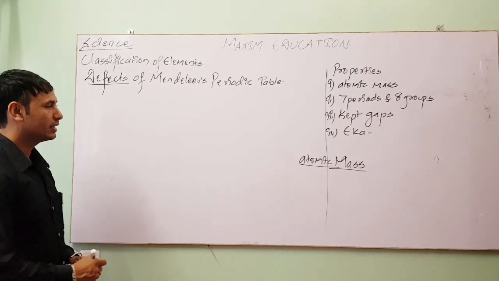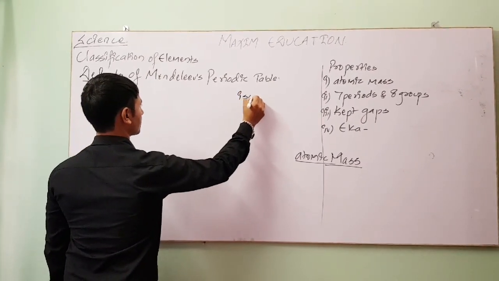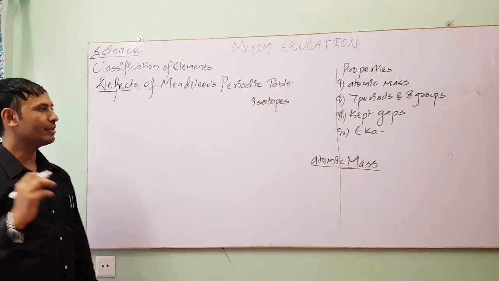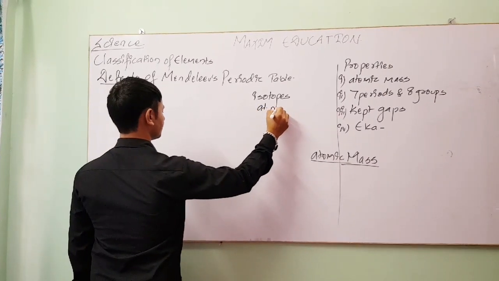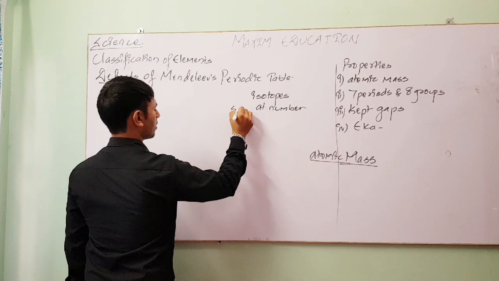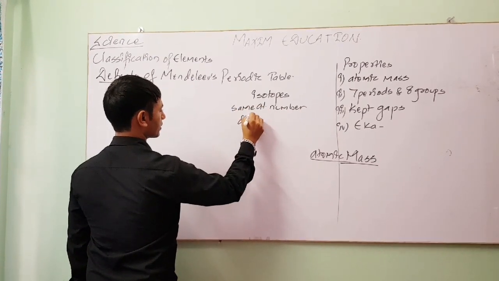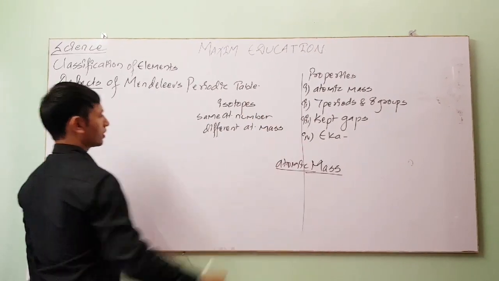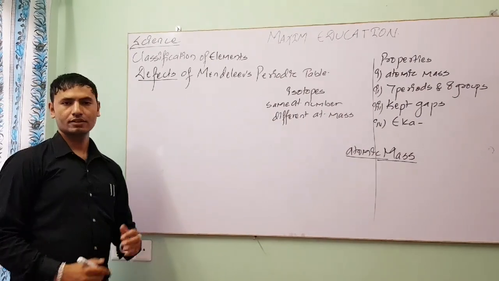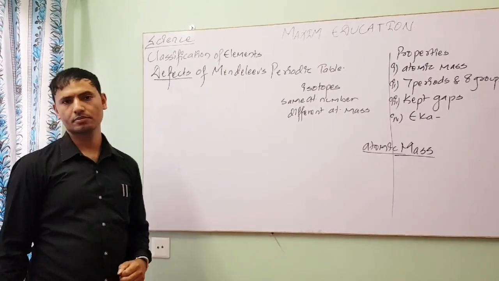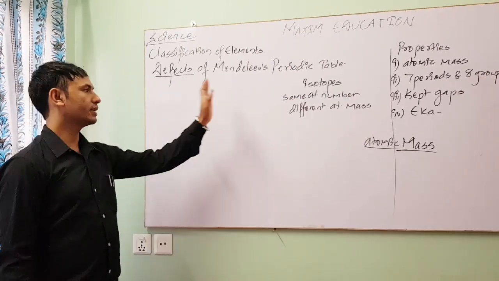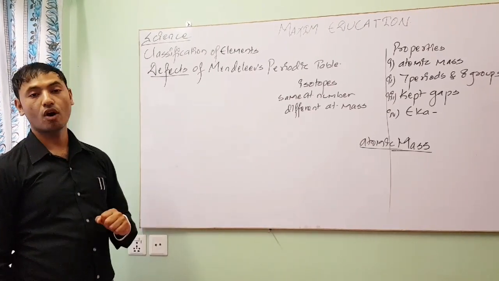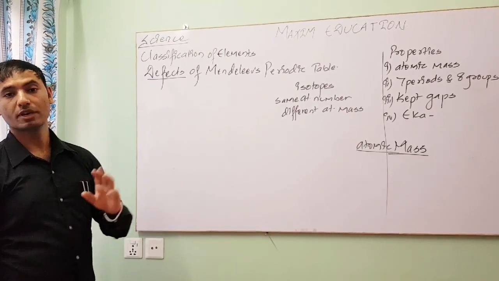For example, hydrogen has isotopes. Isotopes are those forms of the elements having the same atomic number, but different atomic mass. So hydrogen has protium, deuterium, tritium having different atomic mass. They should be kept different. The position of hydrogen is not sorted, and the position of isotopes is not given in Mendeleev's periodic table.